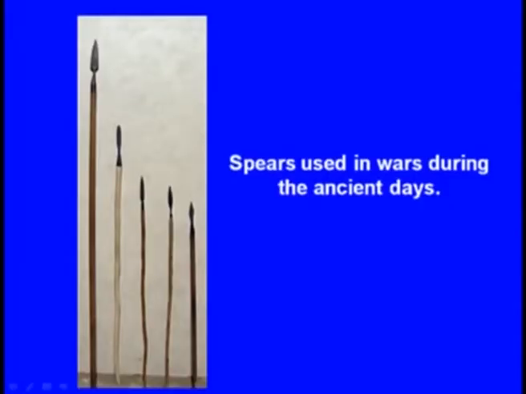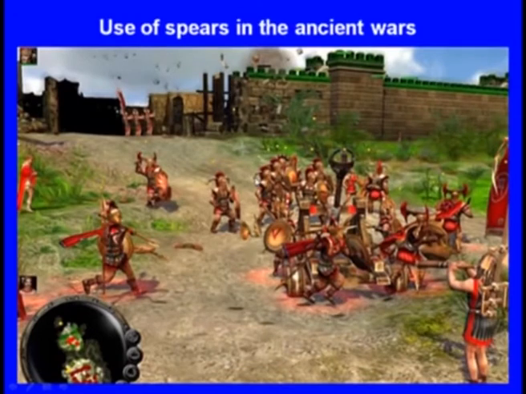I would like to draw your attention to the spears used in the wars during the ancient days. Here you can see the spears. There is a pointed head made of metal, and there will be a wooden handle. These were used in the wars during the ancient days. Here we can see a picture of an ancient war taking place, and here you can see a soldier carrying a spear, and most of the soldiers are carrying spears. These spears were widely used in the ancient wars.